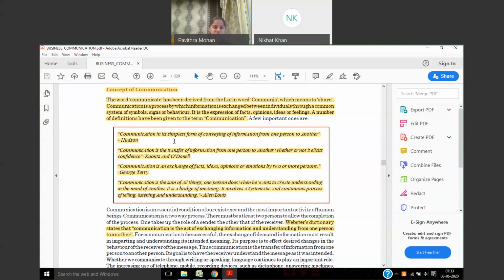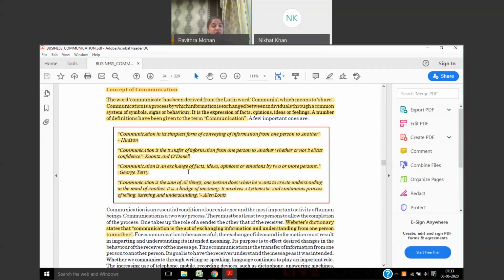Communication is the transfer of information from one person to another, whether or not it elicits confidence, goods, and autonomy. Here they say the information is transferred from one person to another. It doesn't matter whether you are confident enough or not. If I'm able to pass on or exchange the information from one person to another person, that is also considered communication.